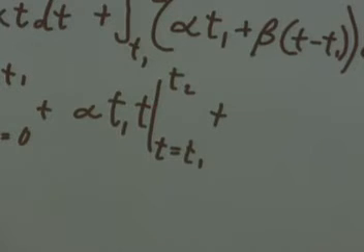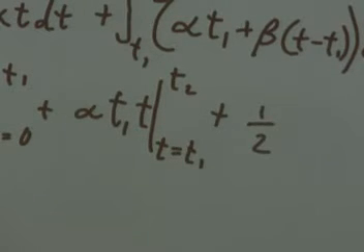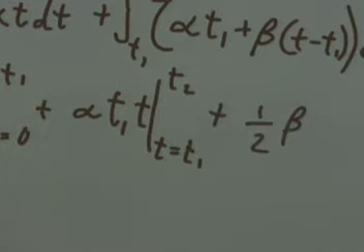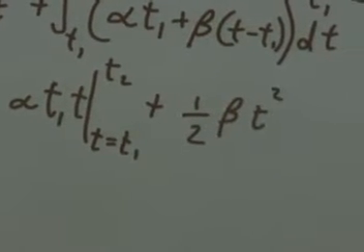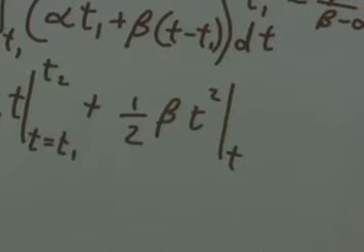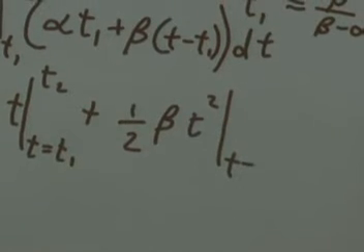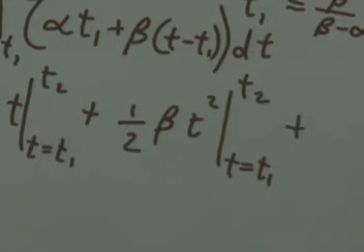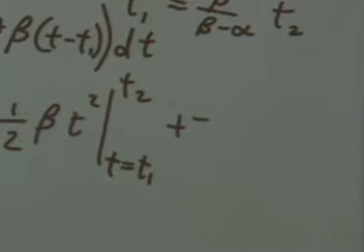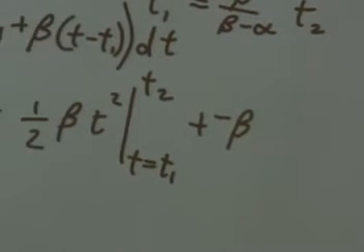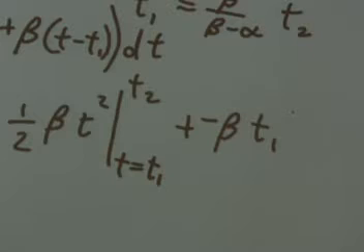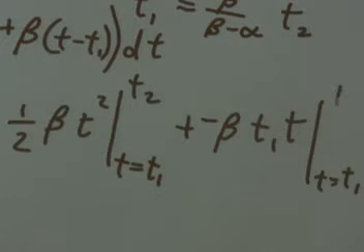We'll have 1/2 of beta t squared evaluated from t equals t1 to t2. And the third term, we'll have negative beta t1 t evaluated from t equals t1 to t2.